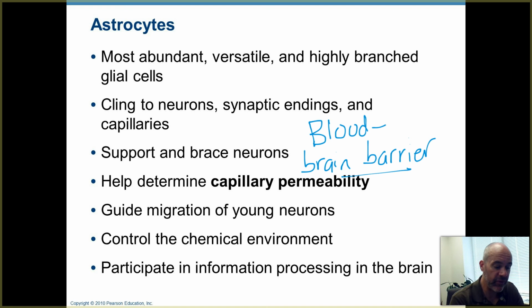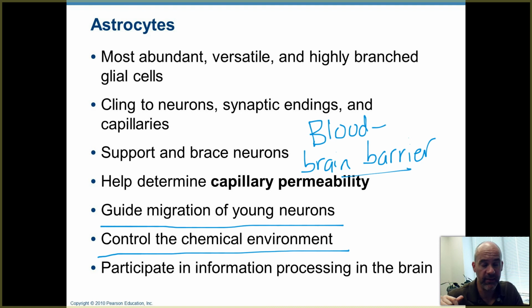Other things, astrocytes are thought to help guide migration of young neurons when your central nervous system is developing. How do these neurons know how to network with each other? If you imagine all these billions of neurons in your brain, it's amazing that they're all wired and connected in just the right way so all this communication can take place how it's supposed to. Astrocytes help control the chemical environment. That kind of gets into the blood-brain barrier issues I was just talking about.